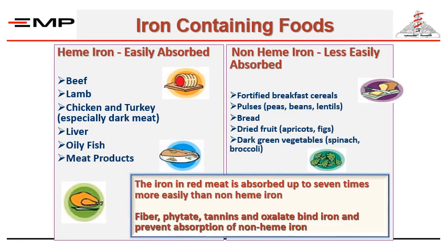The iron-containing foods are divided into two groups. Group where the iron is derived from heme; these are the animal sources. And group where the iron is not in the form of heme, and this is mainly from vegetarian sources. What's the difference? The iron in red meat is absorbed up to 7 times more easily than the non-heme iron, and we should consider that in vegetarian food, the fiber, phytates, tannins, and oxalate bind iron and prevent absorption of the non-heme iron.